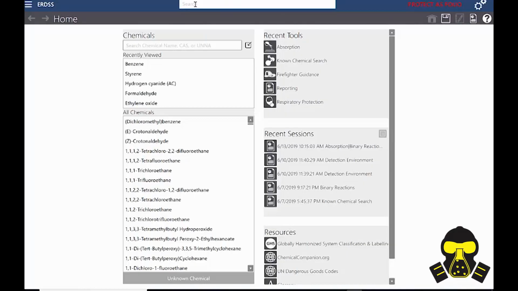Okay, so let's take a look at the software. Take us for a walk. This is the main home page, your landing screen. When you download the software and open it up, this is what you see. This is really your known chemical search tool. And this is on Windows, so you're going to see basically the same thing on an iPad.